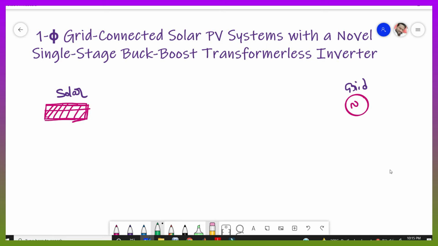Here our project title is single phase grid connected solar PV systems. Here we need to connect this single phase grid to our solar system. But the grid is AC in nature, nothing but alternating current. In solar we are getting the DC output, but this DC is not a constant DC.